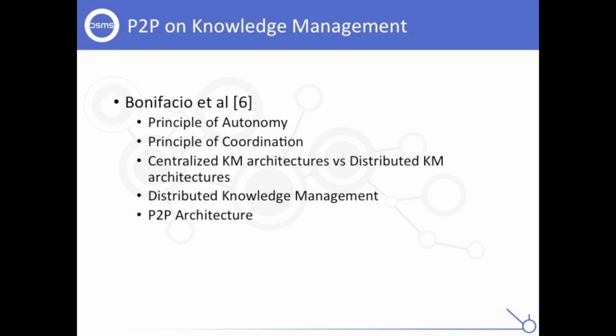We are now going to talk about some of the applications of peer-to-peer on knowledge management. The first of these is the architecture that Bonifacio presents in his paper. Here we can define some of his principles. The first one is the principle of autonomy, then the principle of coordination. Then we're going to talk about centralized knowledge management architectures versus the distributed ones, and then about distributed knowledge management. And at last, we're going to talk about his peer-to-peer architecture.